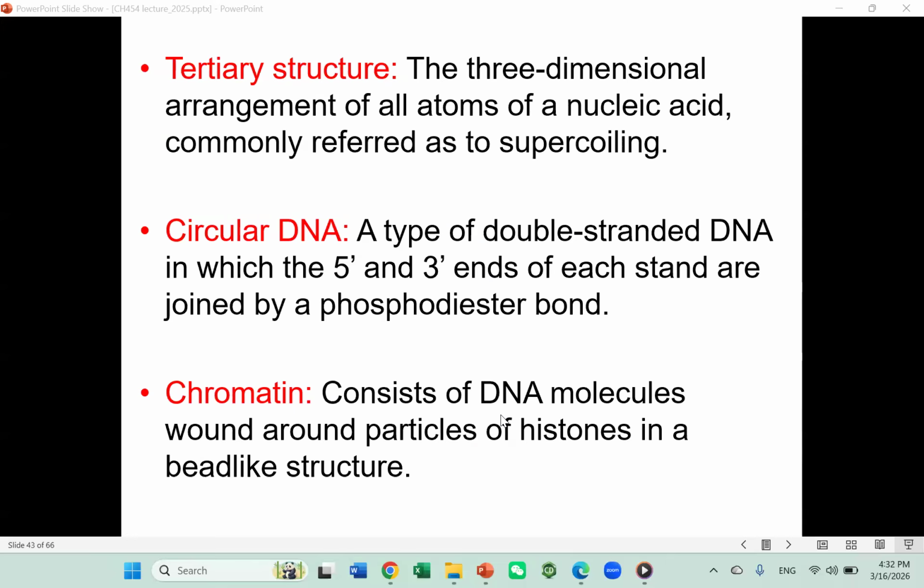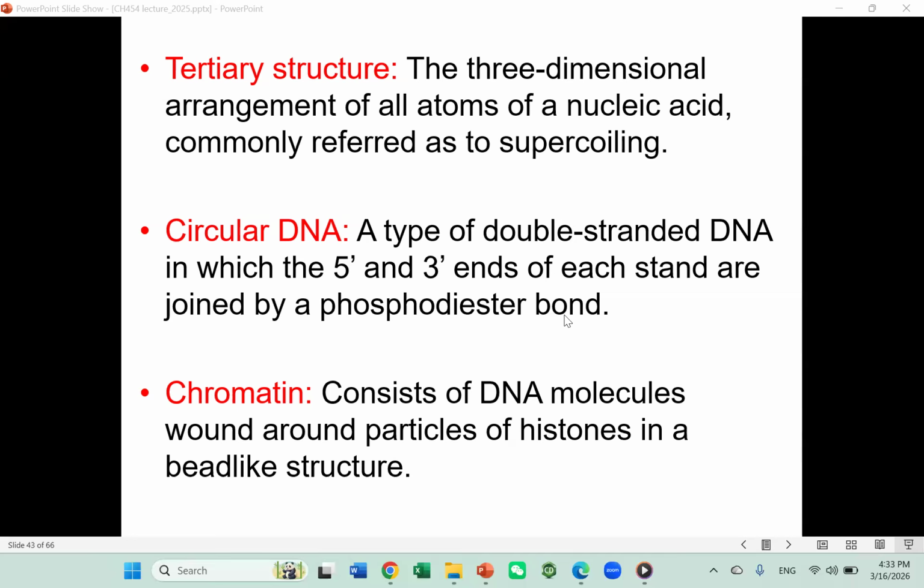normally referred to as supercoil. There are different kinds of supercoil. This one is circular DNA, where the 3' and 5' ends of the DNA duplex connect to each other and form a circle. But in our cell, how can 6 feet of DNA duplex pack into the very tiny cell?